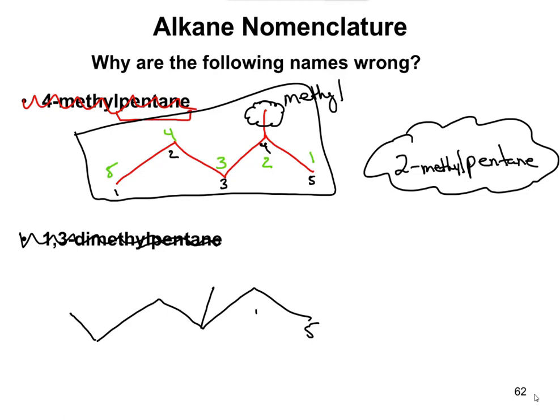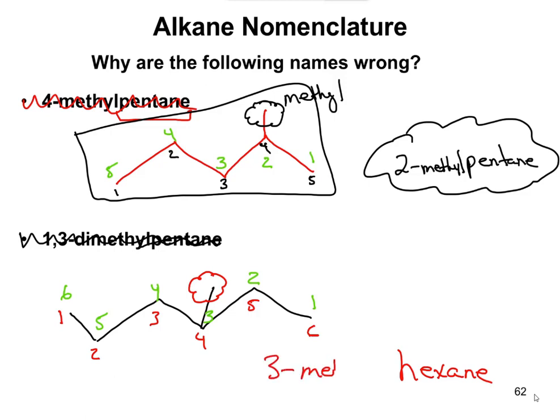Take away those numbers because what you'll see is if we actually go to number this, the parent chain is really 1, 2, 3, 4, 5, 6. So we actually have a hexane here with a substituent, a methyl group right there. Now, before we say it's 4-methylhexane, the other thing we need to do is make sure that if we number it going the other direction, we don't get a lower number, which, as you can see, we did. So this one would be 3-methylhexane.